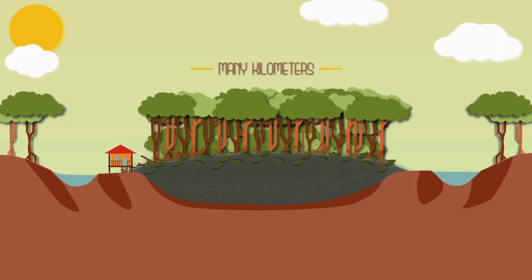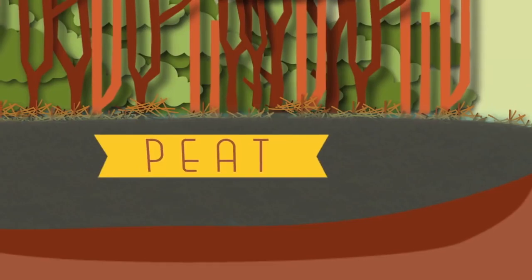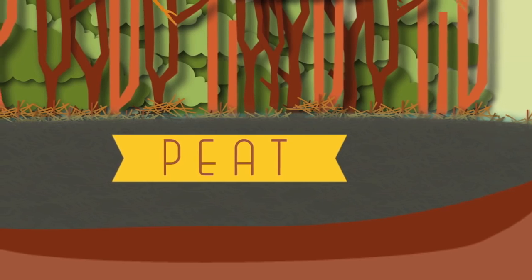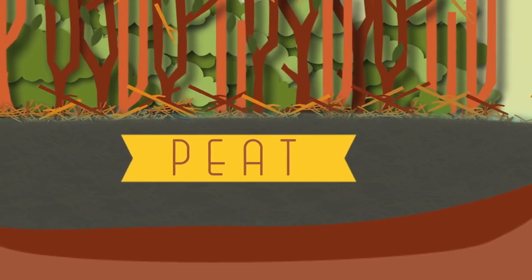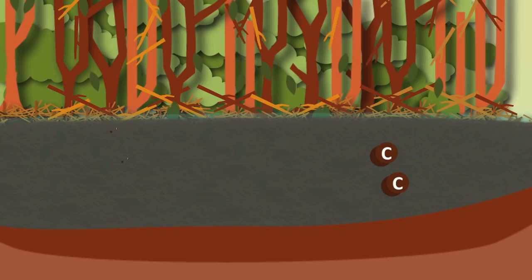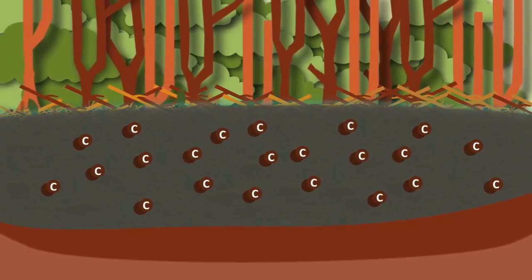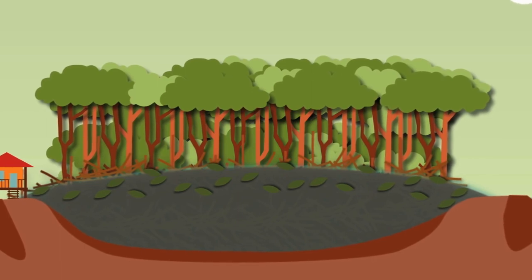This is a healthy peat swamp forest, and this is peat. Peat consists of the remains of fallen trees, branches, leaves, plants, and other carbon matter that have built up in waterlogged conditions for thousands of years, forming a peat dome.